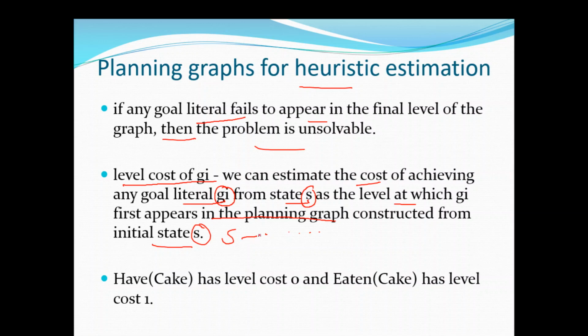After S0 there will be A0. First you check whether the goal is available in S0 or not. No, then go to A0. Is it available? No, then go to S1. Is it available? Then go to A2, and so on and so forth. Finally, at some place you will identify that it is available. Then the cost is how many links you have passed. That is the cost, and that is called the level cost. This is one level, this is two levels, this is three levels, right?